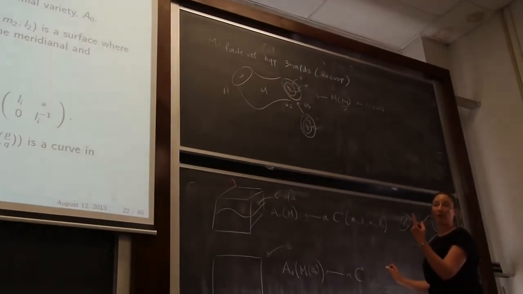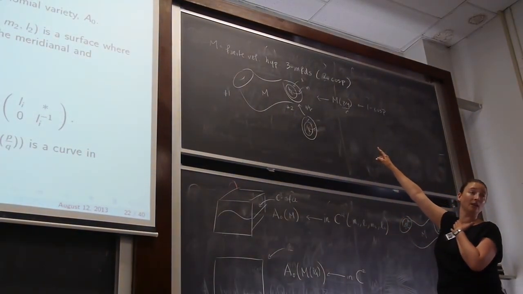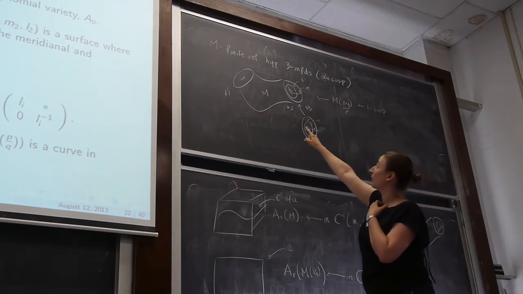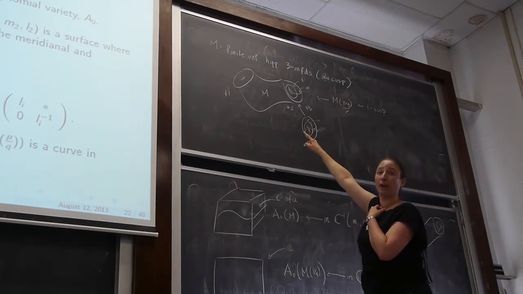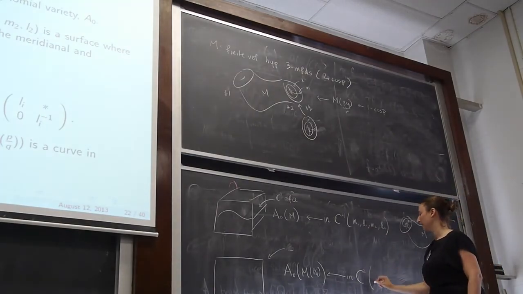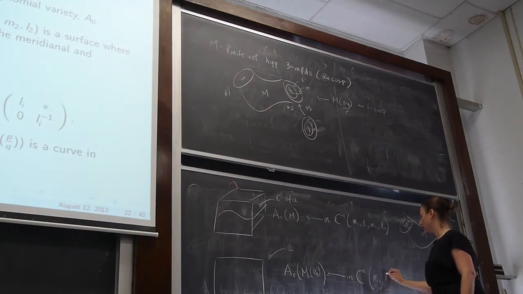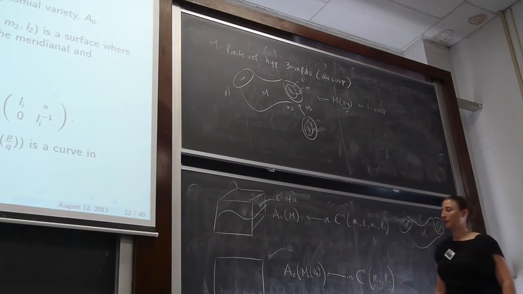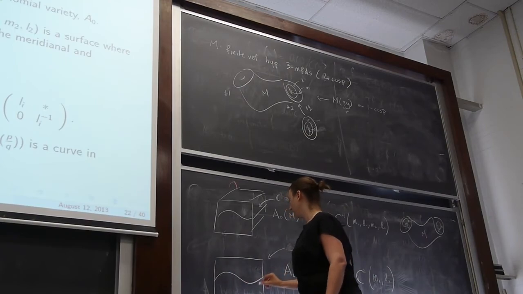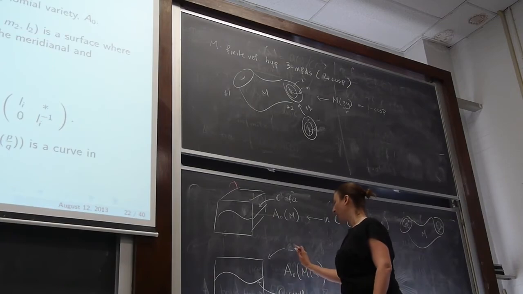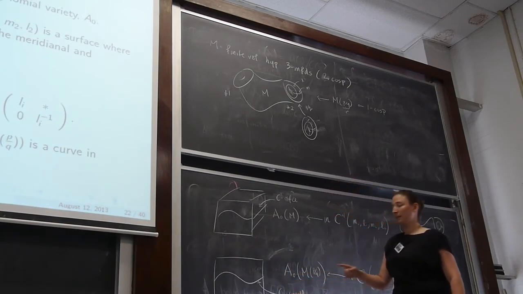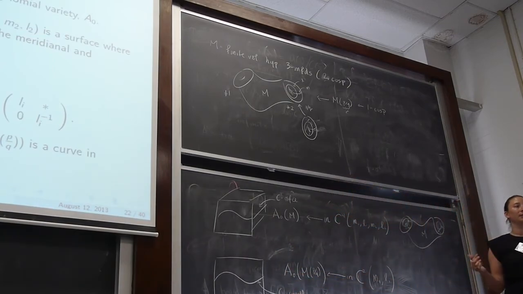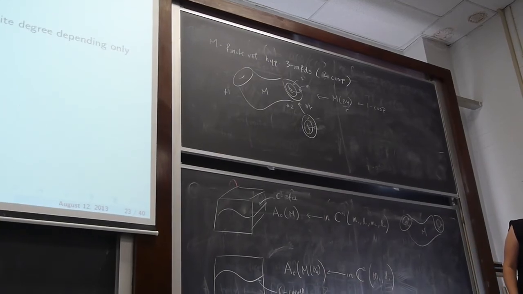C2, it just has one cusp left, right? I filled the right-hand cusp. The cusp parameters are just now the left-hand M1 and L1. So this actually lives in complex 2-space with the coordinates M1 and L1. Okay, so I have an infinite number here of complex curves. And what I want to do is show that all of these complex curves, the geometry of these, are somehow all controlled.